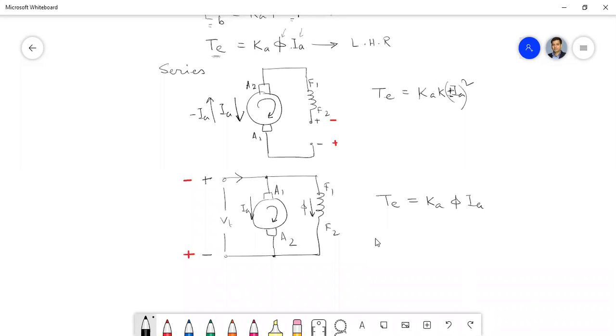Here this is phi, isn't it? So in the opposite polarity it will be minus IA and it will be minus phi. So that means if it is minus phi and minus IA, again you will get the same thing, isn't it? So that means it will rotate in the same direction.